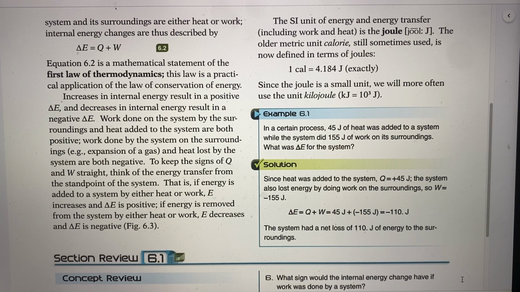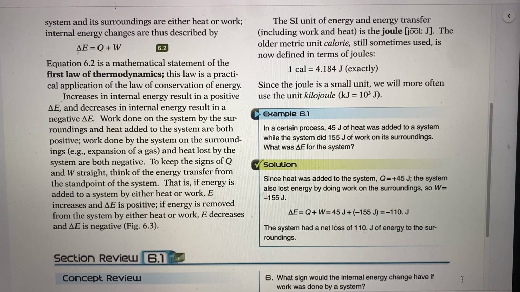In chemistry, all the energy that we have in the universe, exchanged between the system and surroundings, is either heat or work. There's nothing else. Energy has to be either heat or work. And that's why energy is going to equal the heat plus the work. And this actually is the first law of thermodynamics, that energy cannot be created or destroyed. So energy is going to equal all of the heat and all of the work. The first law of thermodynamics is a practical application of it.